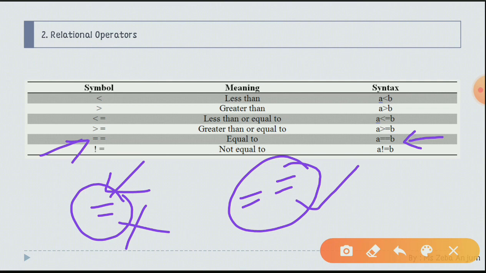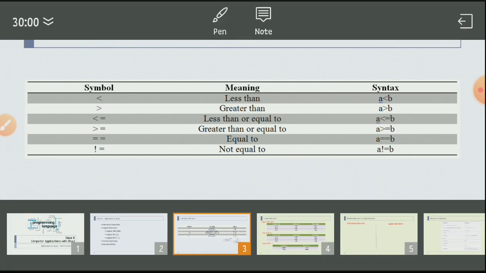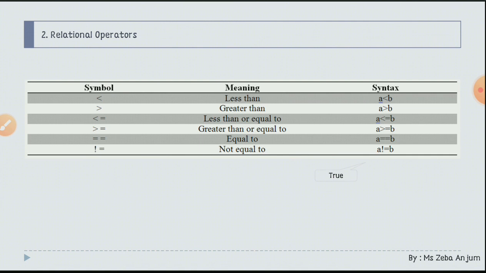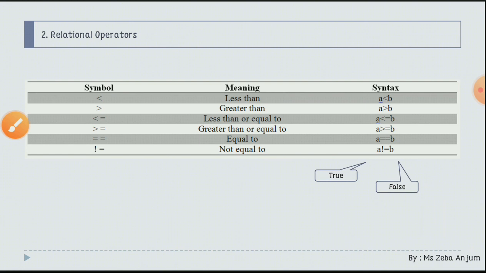And please note that relational operators give you the output in only two formats. Either your answer will be true or false, or you can say the output will be 1 or 0. True or 1 is the same thing, and false or 0 is the same, the concept is actually the same. Now let us move towards logical operators.